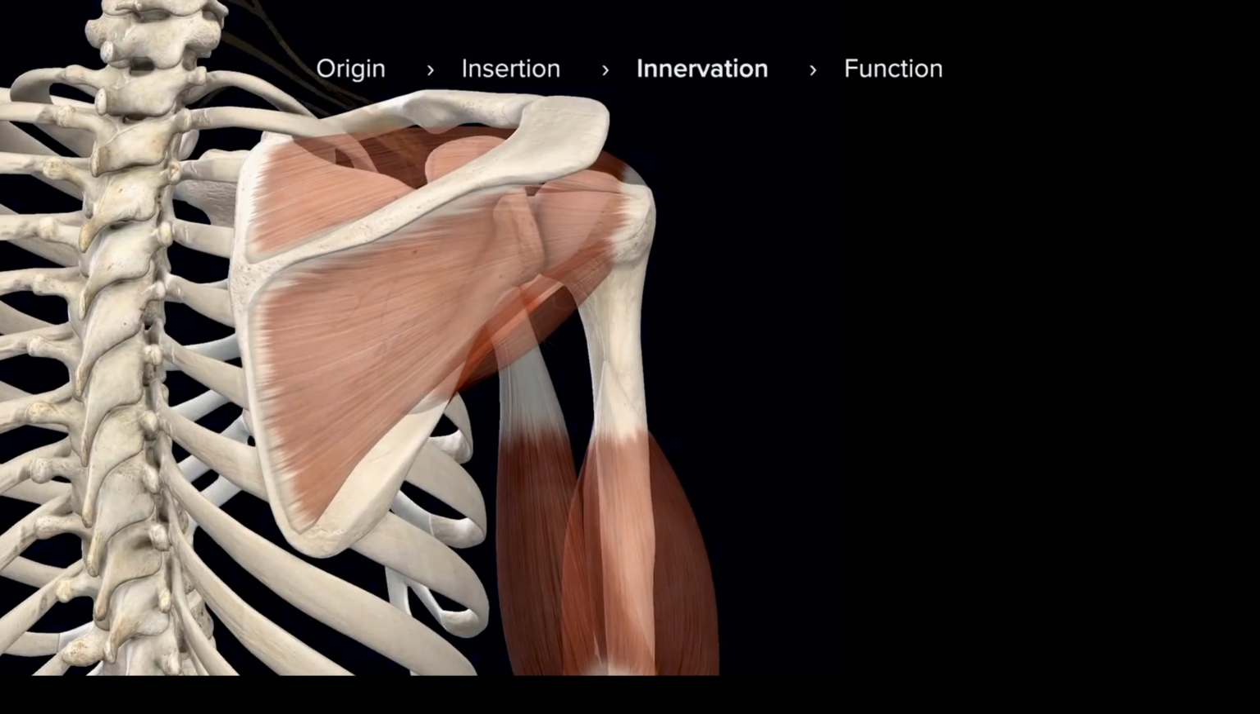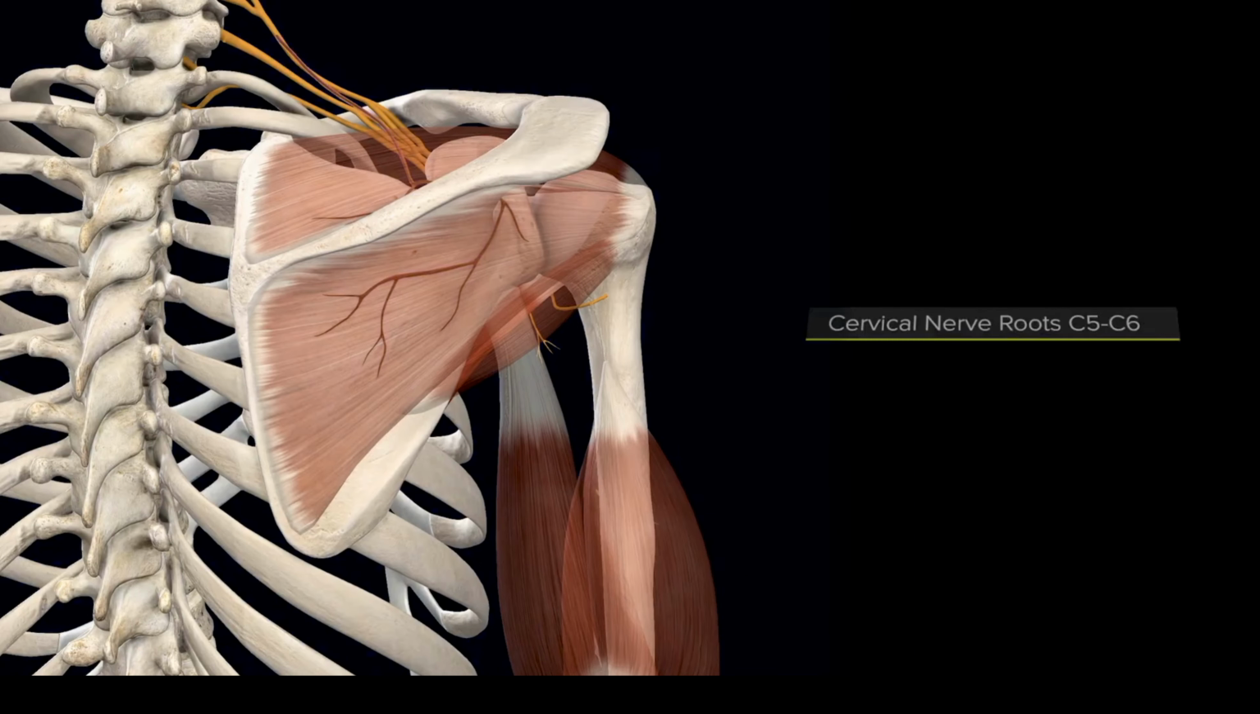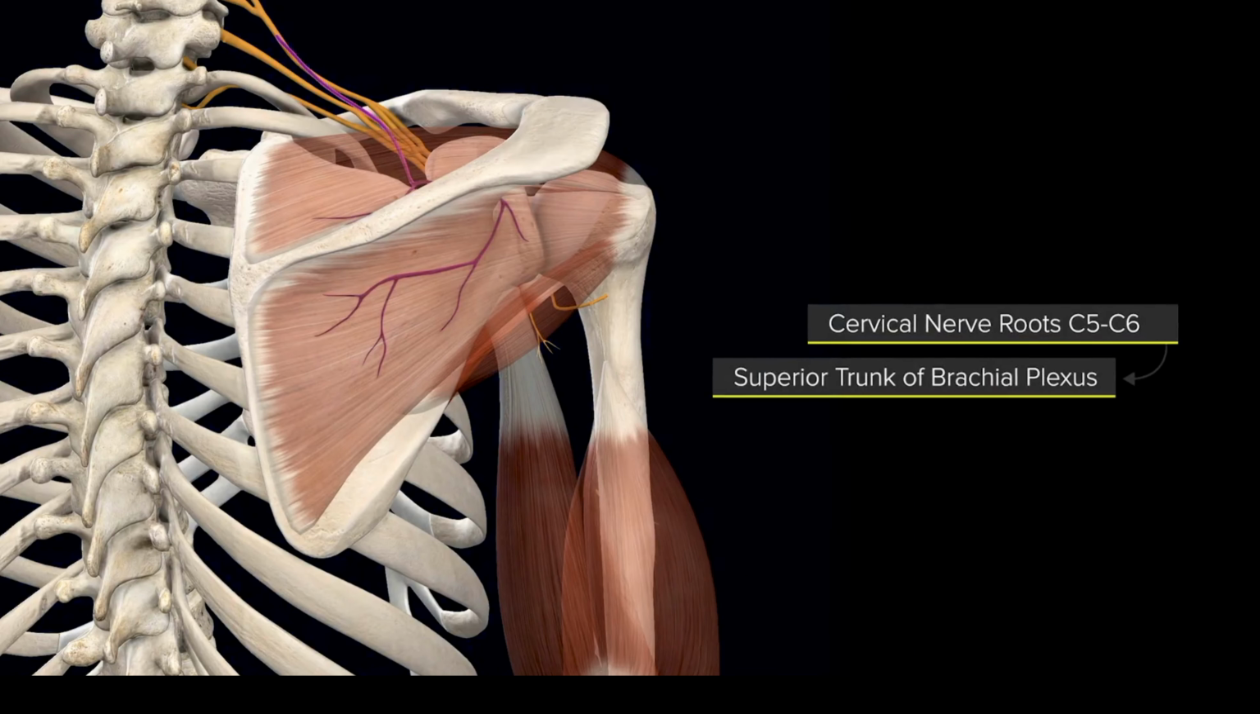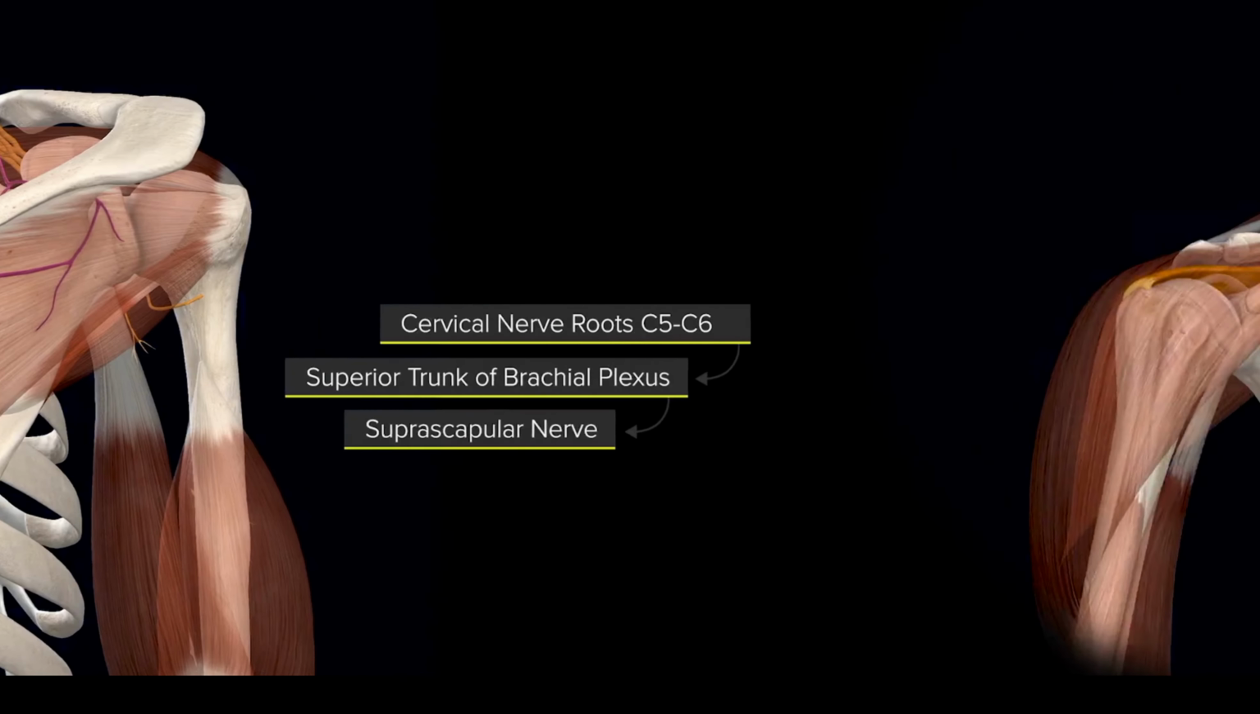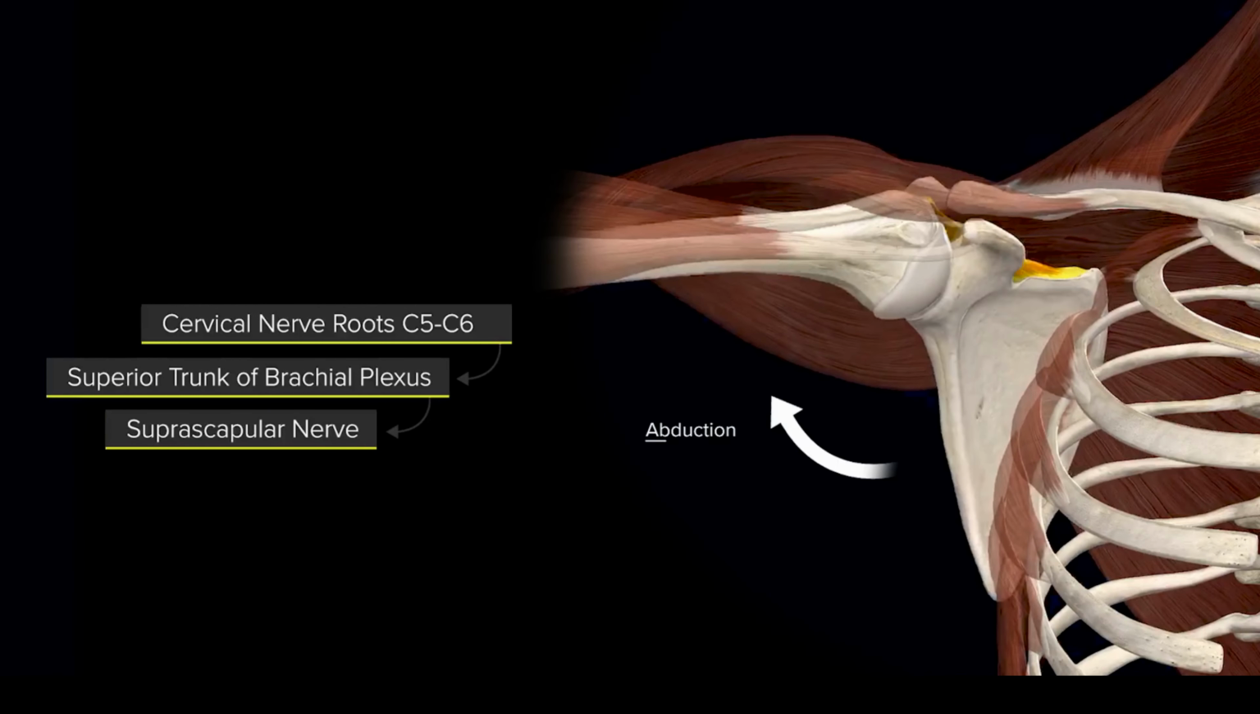Innervation of the supraspinatus and infraspinatus comes from the suprascapular nerve. The suprascapular nerve branches off from the superior trunk of the brachial plexus, just distal to where the roots of the cervical nerves C5 and C6 combine. This innervation allows the upper extremity to abduct while simultaneously pulling the head of the humerus medially towards the glenoid fossa.